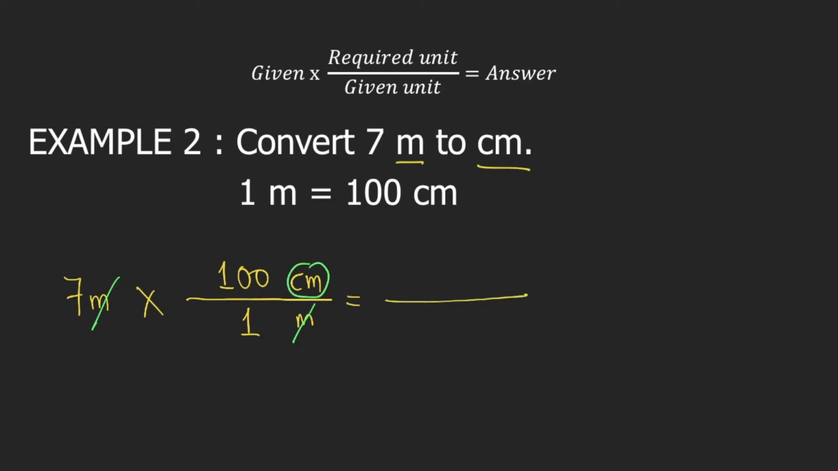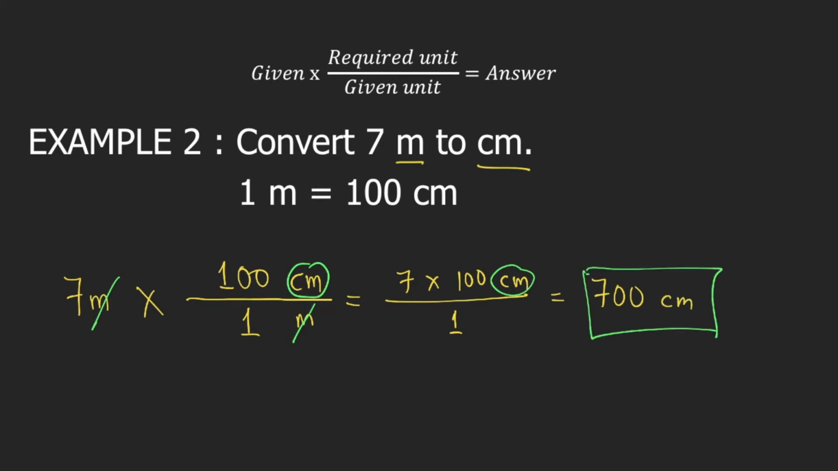So on top, we have 7 times 100 centimeters divided by 1. And 7 times 100, that is equal to 700, and your unit would be centimeters. So the answer is 700 centimeters.